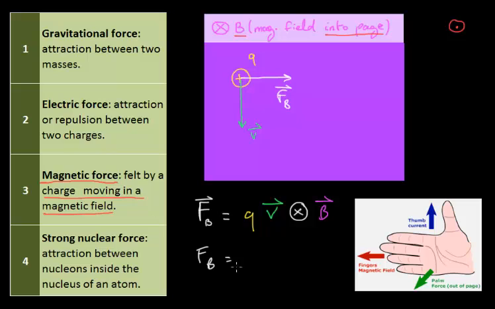Well, the magnitude of this force is this constant q times the magnitude of this cross product. And what is that? It's v times B, so the magnitude of the velocity vector times the strength of the magnetic field, times the sine of the angle between the velocity and the magnetic field vectors.